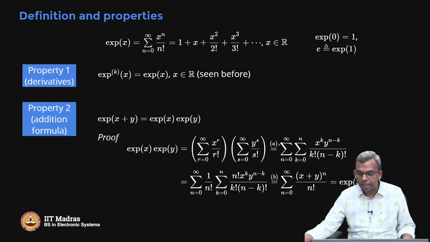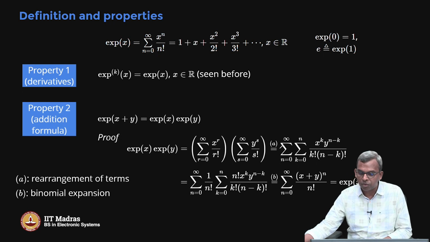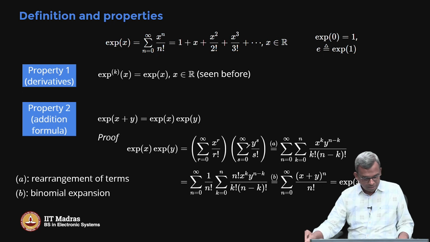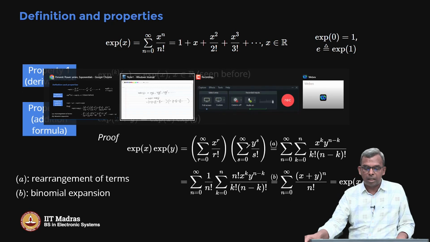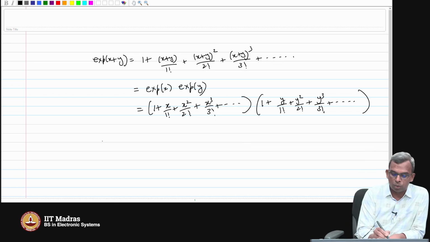It turns out by a rearrangement of terms, you can show that this sum is equal to this sum. Okay, I'll just give you one little argument for why this should be true. So you're looking at summation over r equals 0 to infinity x power r by r factorial multiplied by summation s equals 0 to infinity y power s by s factorial, right? So this is what we're looking at.